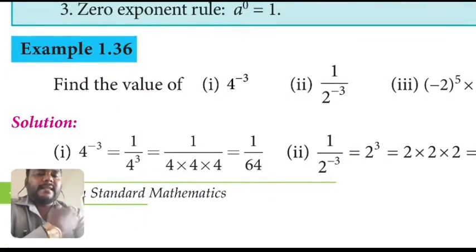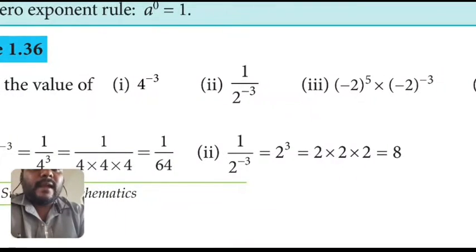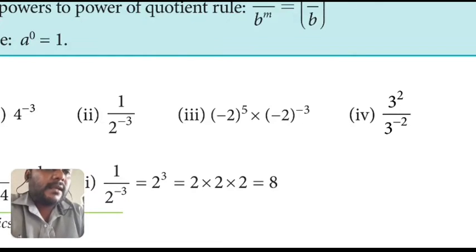Example 1.36. Find the value of: first, 4 power minus 3; second, (1/2) power minus 3; third, (-2) power 5 into (-2) power minus 3; and fourth, 3 square by 3 power minus 2.